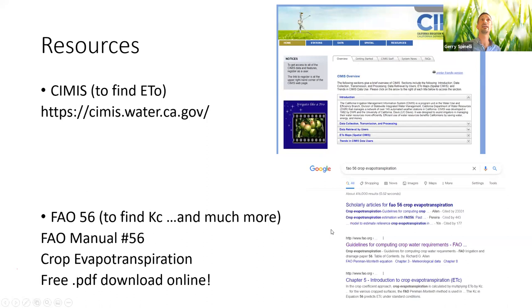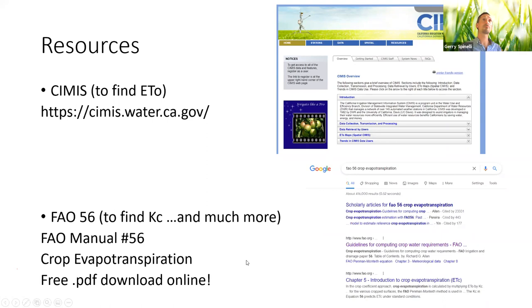You can Google FAO 56 manual, like I did here, and you can download it for free. It's a big, thick PDF, and you can read it all, and it's very entertaining. And it has those tables with the Kcs, with the crop coefficients that I showed you earlier. So if you don't know where to find your crop coefficients, just to give an idea, there are many for many crops there.